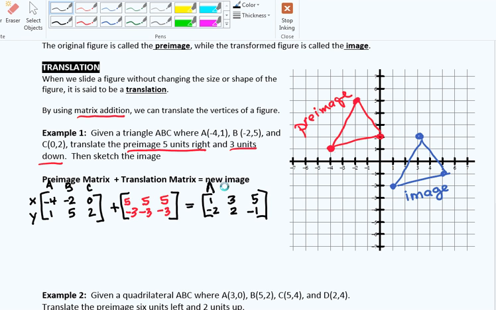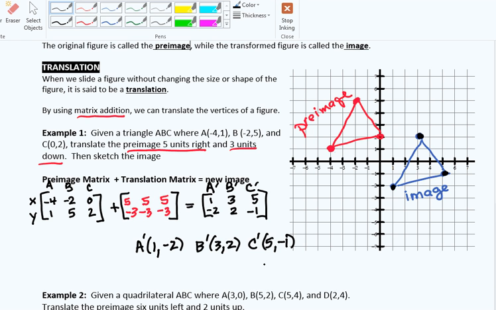And what I get are a new set of coordinates, A, B, and C. And a lot of times I'll write A prime, B prime, and C prime to show that they've been changed from the original. And this tells me that my new coordinates, the new point for A is now 1, -2. The new point for B is now 3, 2. The new point for C is 5, -1. And if I check over here, 1, -2, there it is. 3, 2, there it is. And 5, -1, there it is.